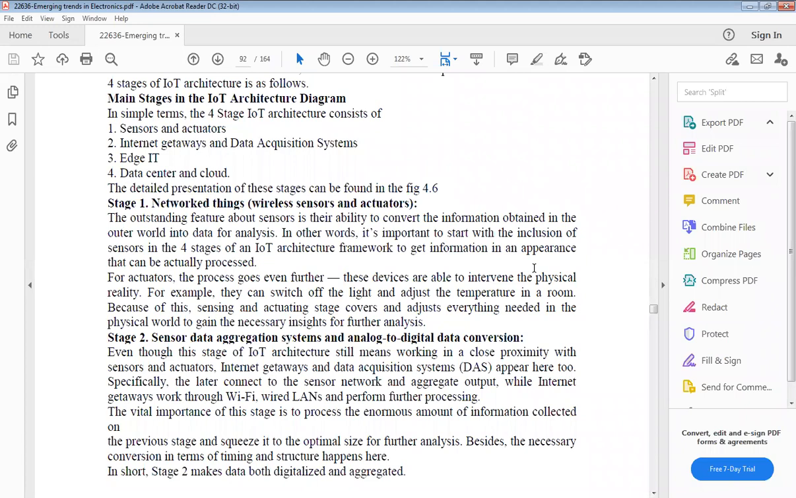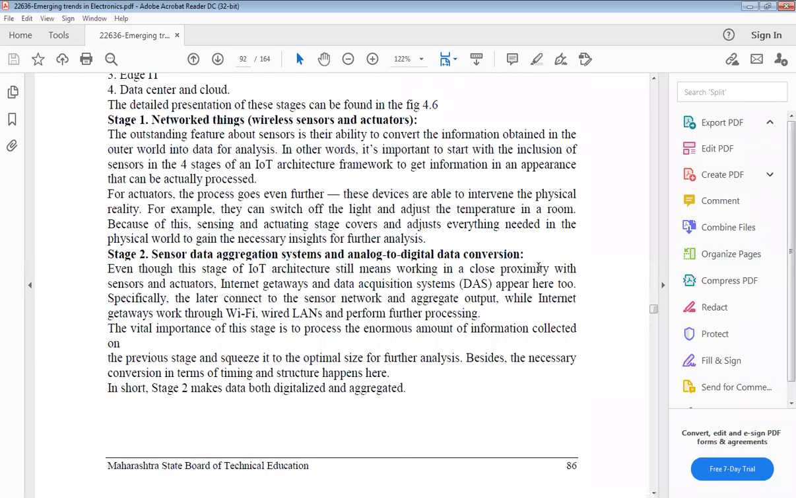Correct? So later they connect to the sensor network and aggregate output, while internet gateways work through Wi-Fi and wired LAN and perform further processing. The vital importance of this stage is to process the enormous amount of information collected in the previous stage and squeeze it to the optimal size for further analysis. Besides, the necessary conversion in terms of timing and structure happens here. In short, what does stage 2 do? Stage 2 makes the sensor data digitized and aggregated.